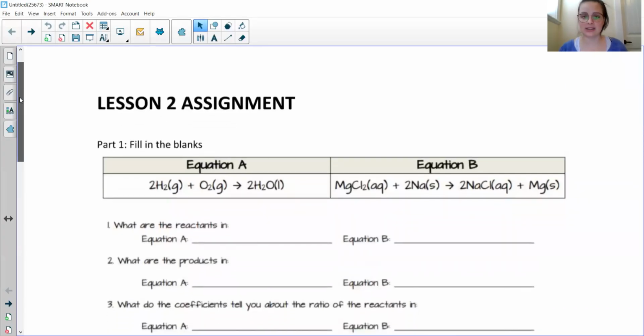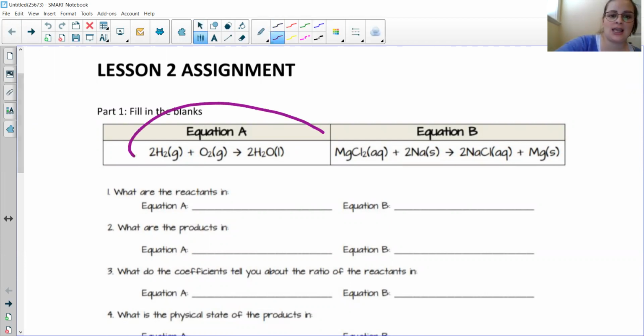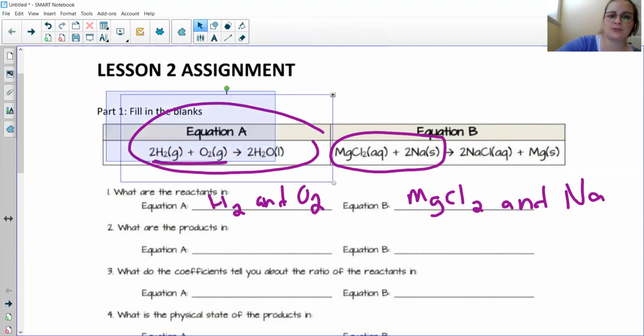So here's the assignment. I'm just going to go over some of these answers. This first part is just a straight fill in the blanks. The first part is asking you to say what are the reactants in equation A. So here is our equation A. The reactants are the part right in front. So in equation A, it's H2 and O2. The reactants in equation B are the ones that are in the beginning. So that's MgCl2 and sodium.